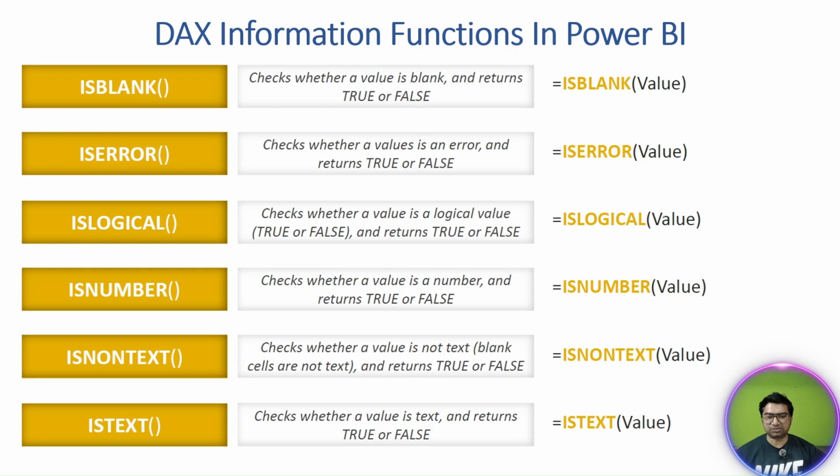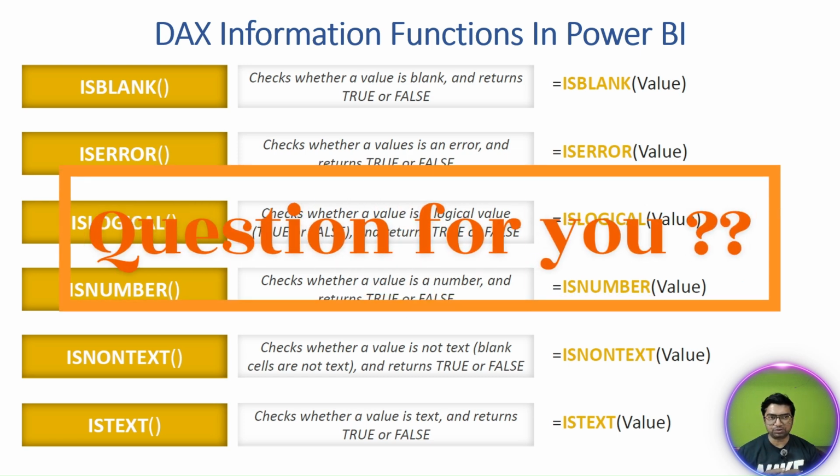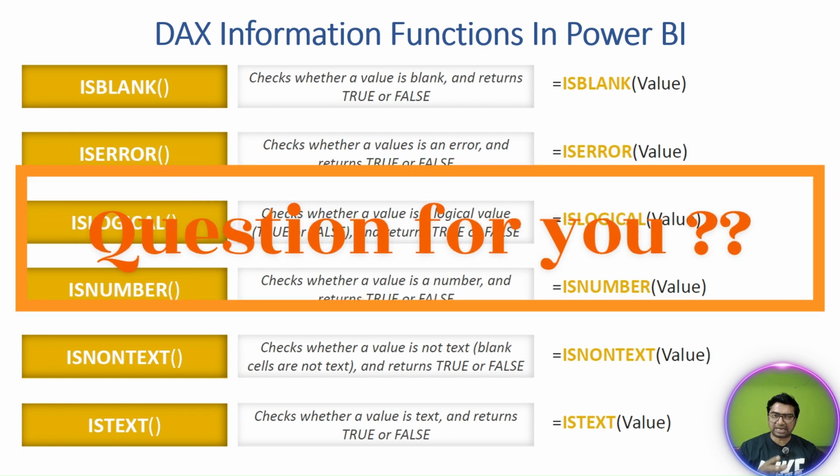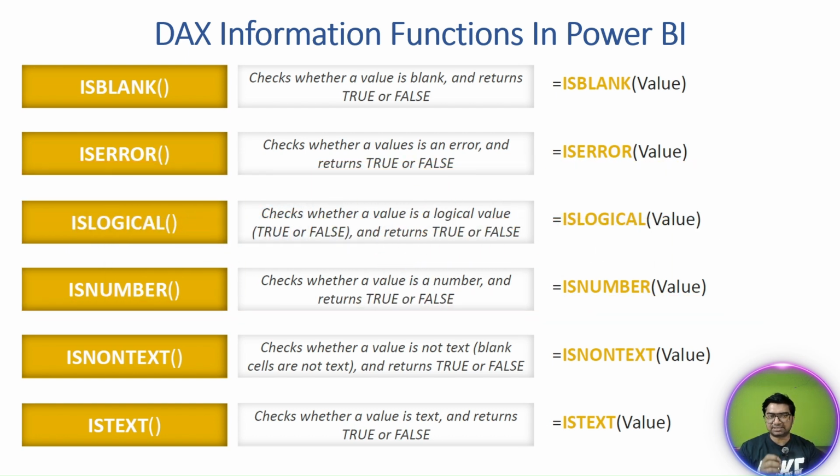Hi guys, let's try to understand this topic, DAX Information Functions in Power BI. Before starting this topic, I have a question for you. Have you ever noticed that a Power BI calculation suddenly returns an unexpected result or error? Because many developers just forget to validate their data before running a DAX calculation.